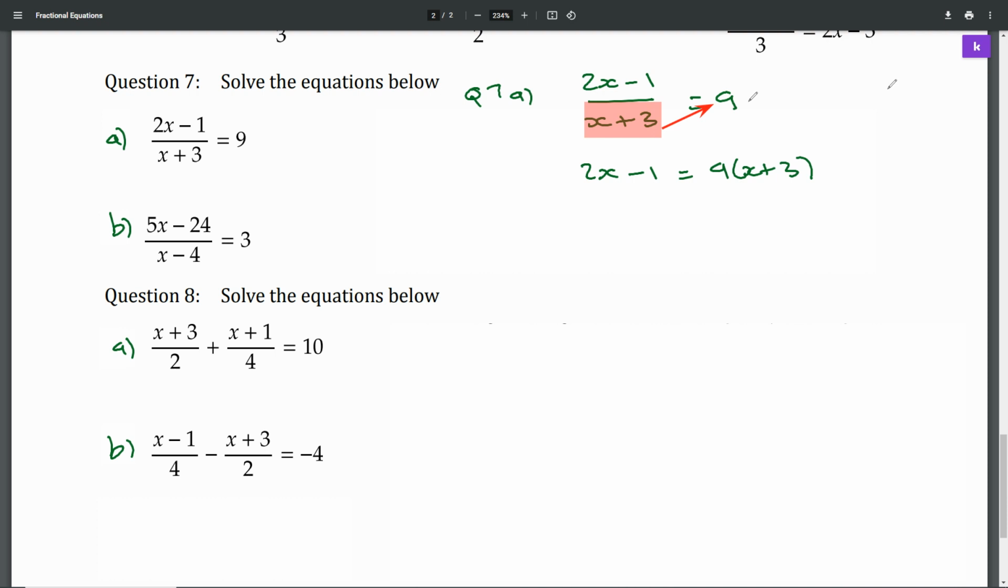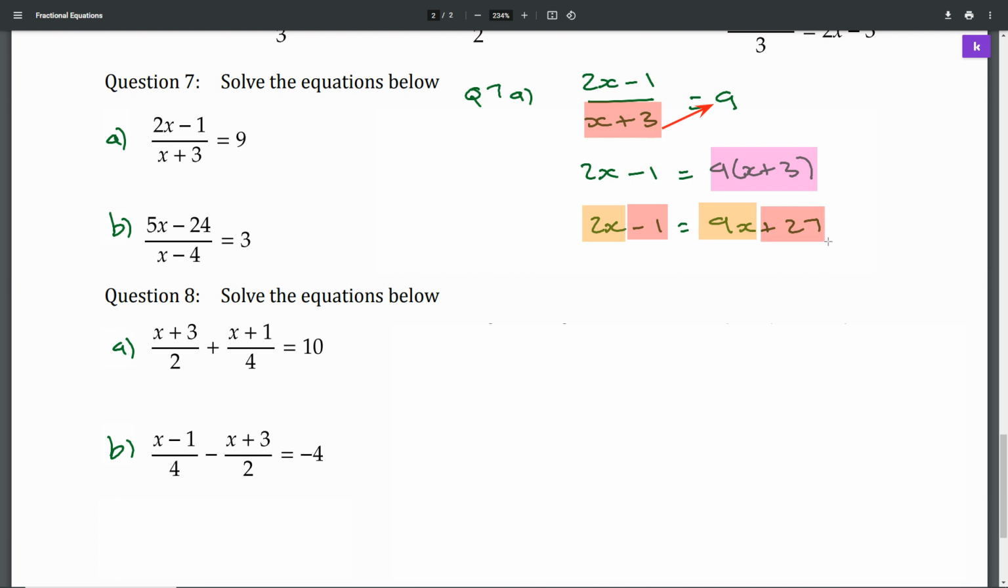Now the next thing I need to do is just focus on the right-hand side of the equation and simplify that part. So if I simplify that part, I'm going to end up with 2x minus 1 equals 9x plus 27. The next thing I am going to do is get all the x values onto one side and get all the numbers onto the other side.